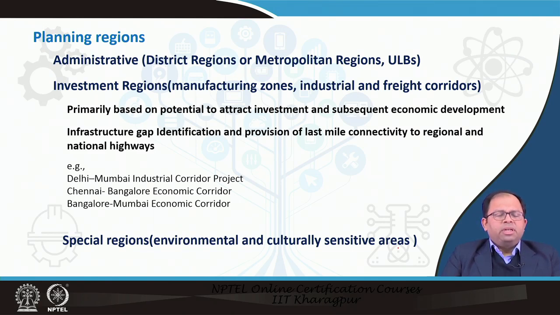Some examples of these investment regions or corridors are the Delhi-Mumbai Industrial Corridor, Chennai-Bangalore Economic Corridor, Bangalore-Mumbai Economic Corridor, and so on. Along with this, we can also have some spatial regions that are environmentally or culturally sensitive, like an ecologically challenged area or a culturally sensitive area. For example, it could be a habitat for wildlife. It could be an area where a certain tribe remains, who doesn't want to mix with the normal sense of development. They want to carry on with their own culture. So this kind of spatial region could also be considered while deciding on different planning regions.